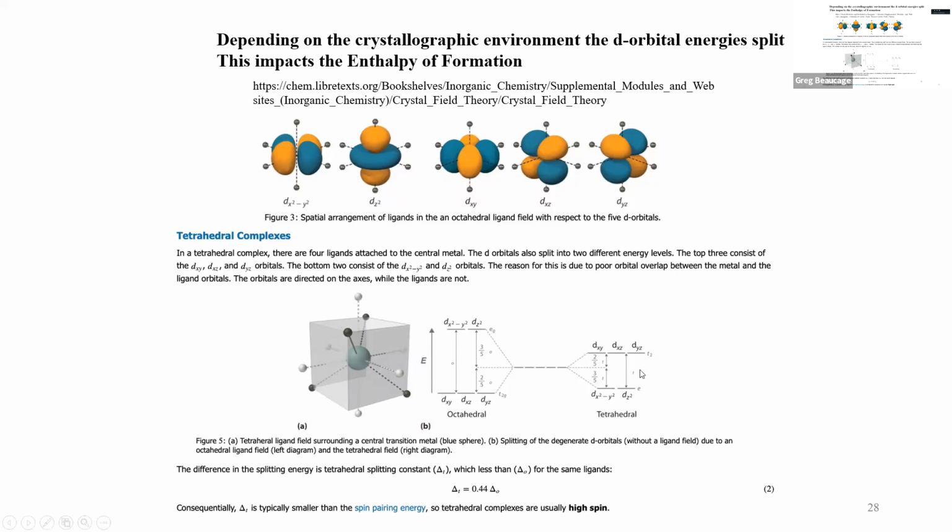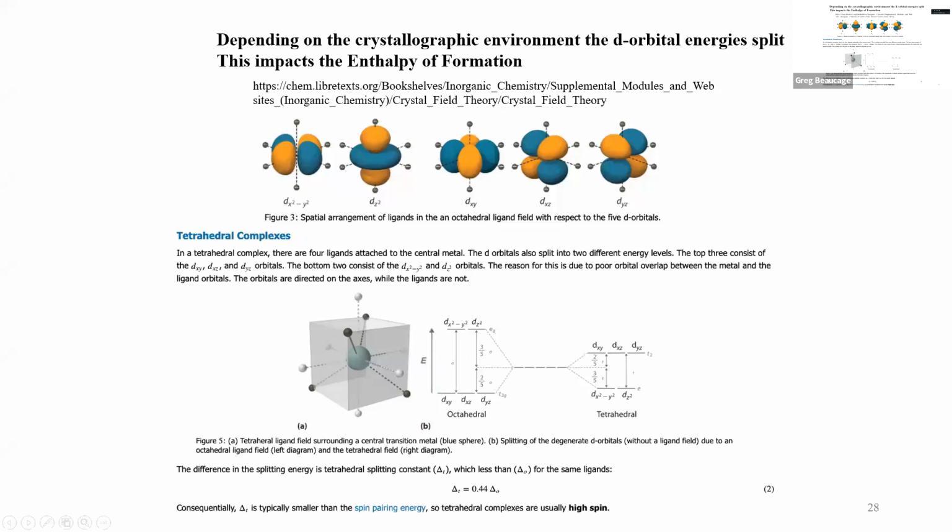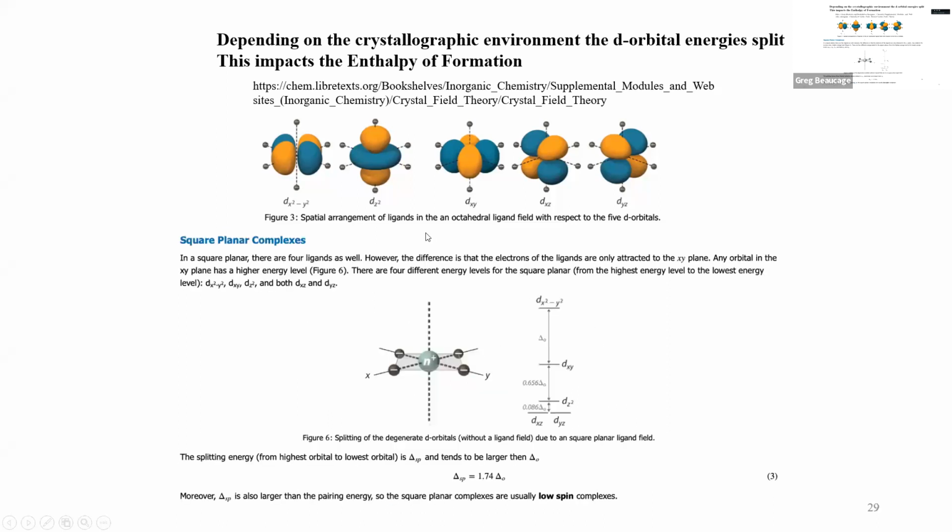Actually, it doesn't show how they interact, but it compares the octahedral energy to the tetrahedral energy, and the tetrahedral is 0.44 of the octahedral. You can work this out somehow from this, but that's kind of the idea. And then the square planar arrangement, that energy is also related to octahedral. Square planar is higher than octahedral and higher than tetrahedral, and the tetrahedral is smaller than the octahedral energy between the bands of the splitting of the d orbitals.